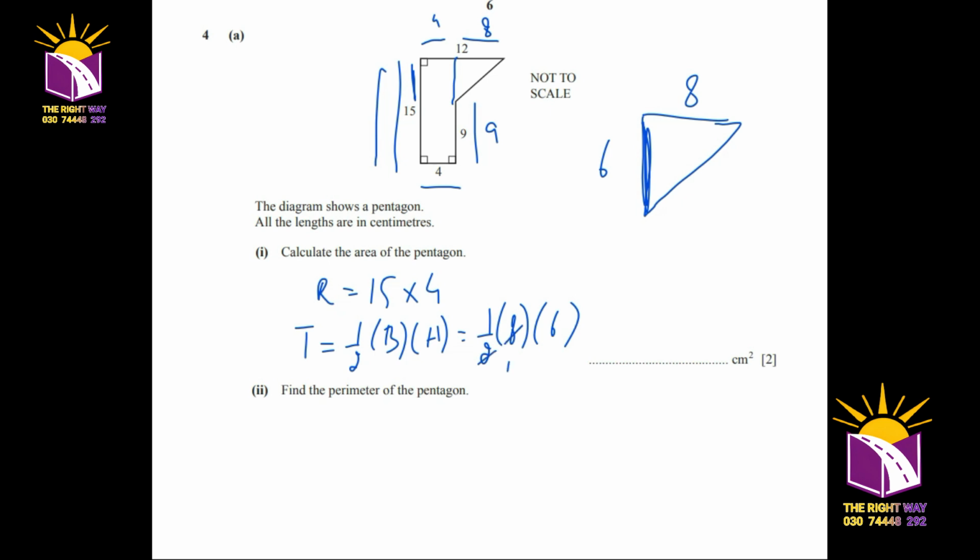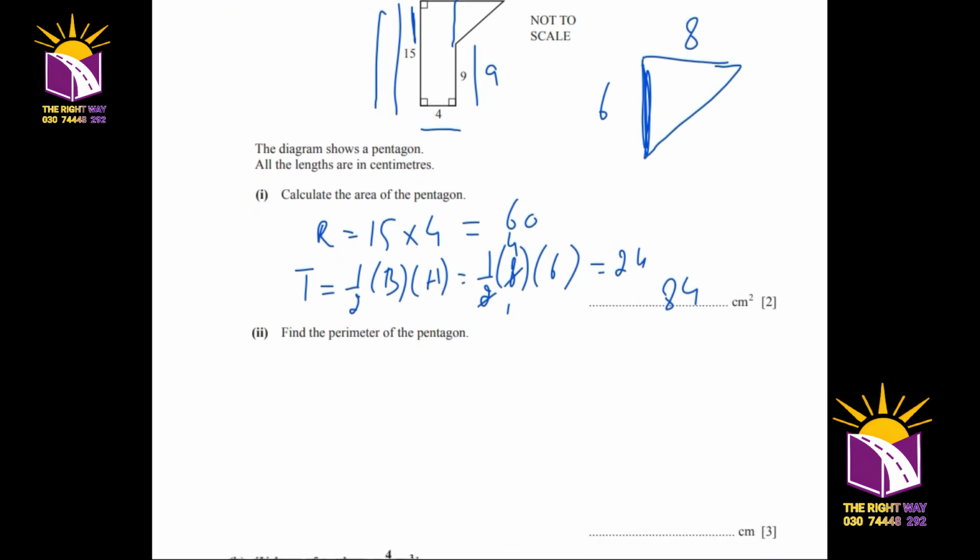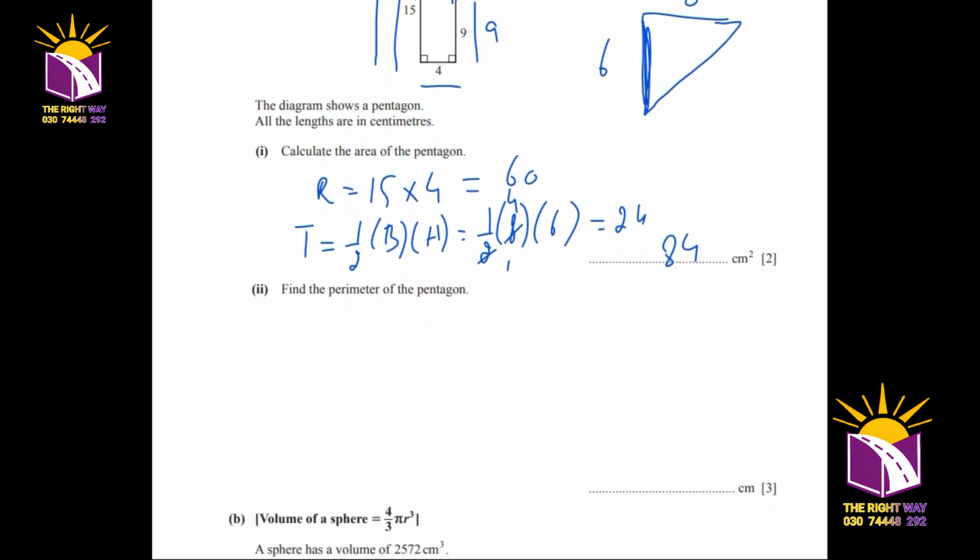2 ones are 2, 2 fours are 8, 4 sixes are 24, and 15 fours are 60. Now by adding these two, I will get the area of my pentagon, which will be equal to 84 centimeter square. 60 plus 24 will be 84 centimeter square.